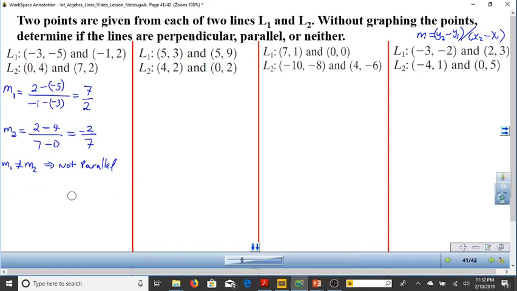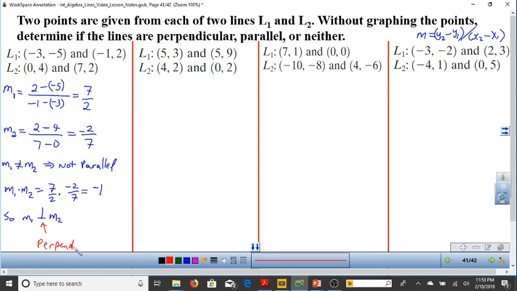So when we multiply the slopes, M1 times M2, you realize that that works out to be 7 over 2 times negative 2 over 7. That's negative 14 over 14. That's negative 1. So M1 is perpendicular to M2. This symbol means perpendicular. It's an upside down capital T, and it indicates two lines are perpendicular. These two lines are perpendicular because the slope of one is the negative reciprocal of the slope of the other one. When you multiply the slopes, you get negative 1.